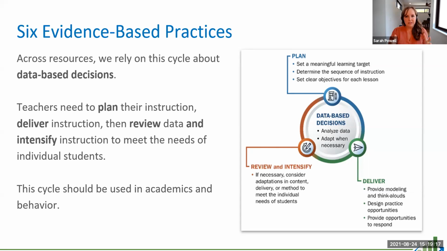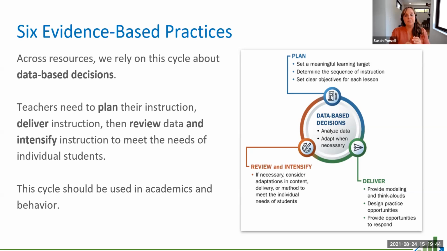When we think about delivery of instruction, this should involve providing modeling and think alouds, so students really get an idea of what this academic skill or what this behavioral skill looks like and sounds like. We want to embed lots of practice opportunities for students, and we also want to embed many opportunities for students to respond and receive feedback to those responses.